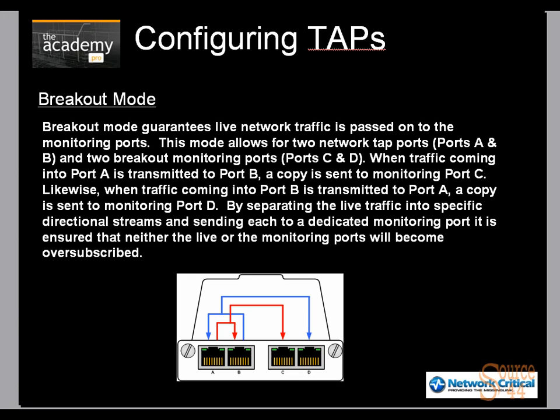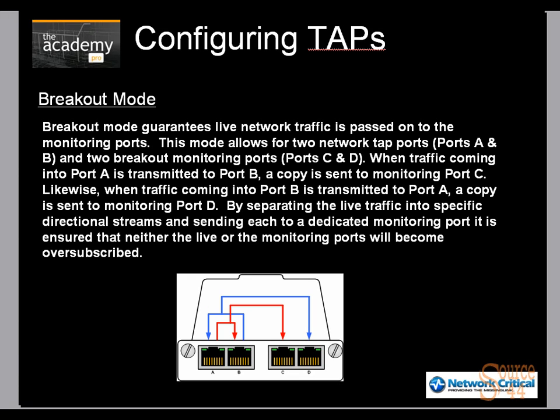And the same goes for port D. In that case, any traffic that port B sees and transmits to A gets sent over to D. And D's another monitoring port. Now, why would you do this? Well, breakout mode essentially says, like the slide says, specific directional streams, and sending each to a dedicated monitoring port ensures that neither the live nor the monitoring ports become oversubscribed.